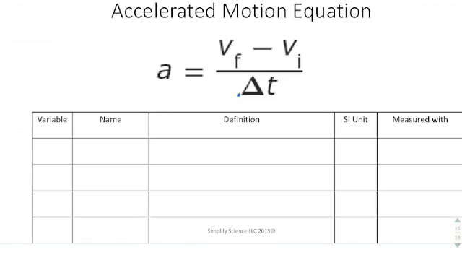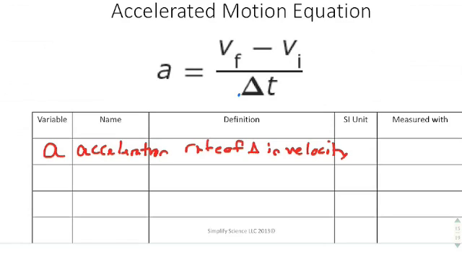So here again, you see the equation. The equation right there is A equals VF minus VI over T. And so we've introduced a new variable, and that's the variable A. So we're going to start off with that. We say A is acceleration, and it's generally defined as the rate of change in velocity.